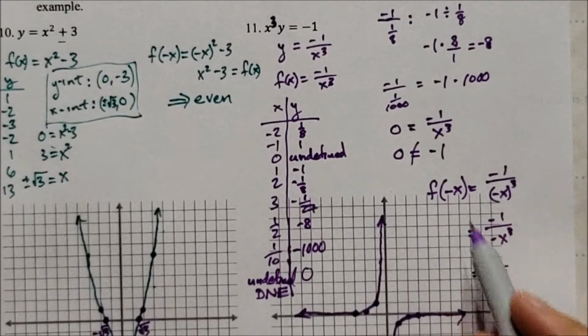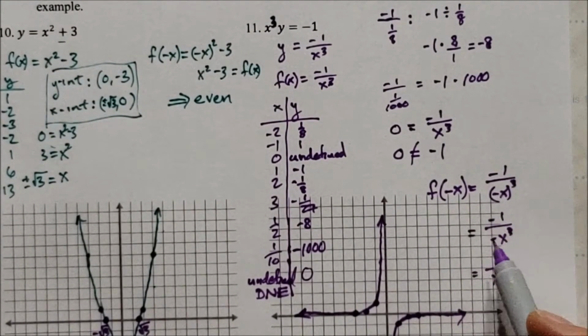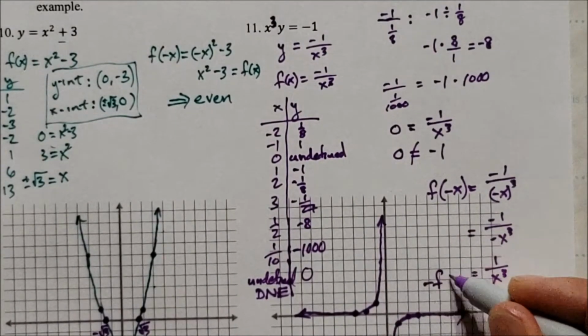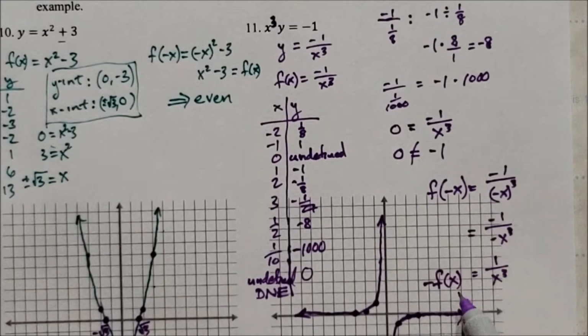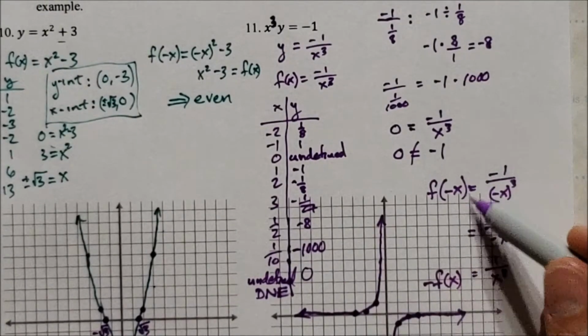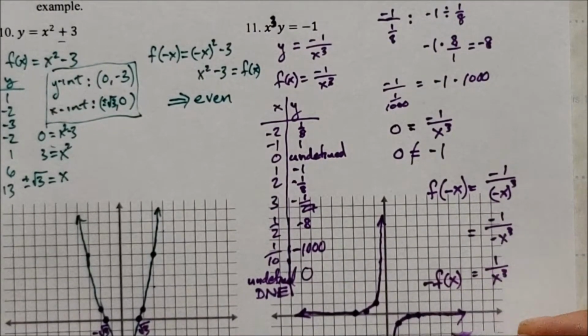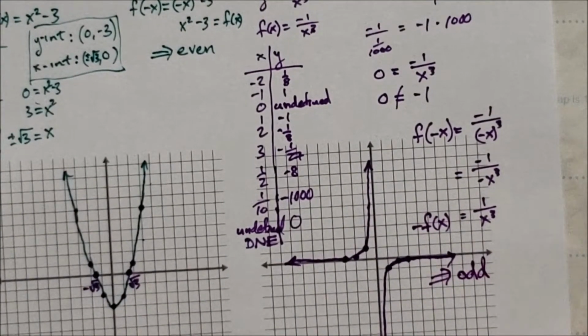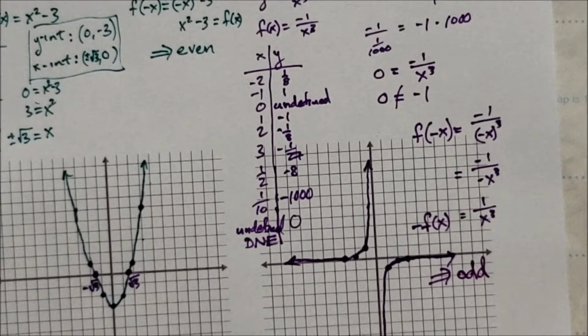Well, this f of negative x is not the same as our original function. It's just the opposite of it. So this is equal to the opposite of f of x. When we have this result, the conclusion is an odd function. Here we have an example of an even and an odd function.